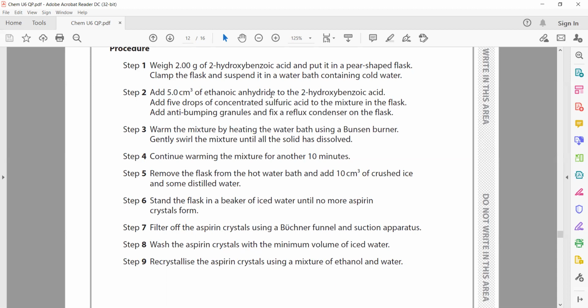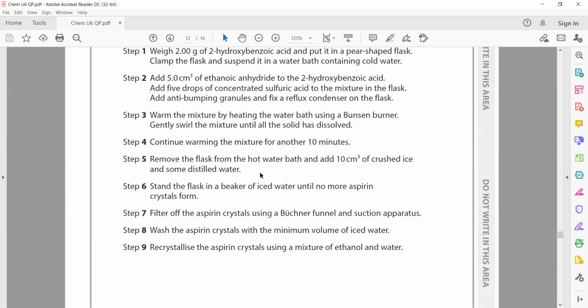We add a few drops of sulfuric acid as a catalyst, and anti-bumping granules, and fix a reflux condenser on the flask and warm. So why are we warming them? The main purpose is so that they mix thoroughly and react with each other. And what is the purpose of the anti-bumping granules? The anti-bumping granules make sure there is smooth boiling, and small bubbles will form.